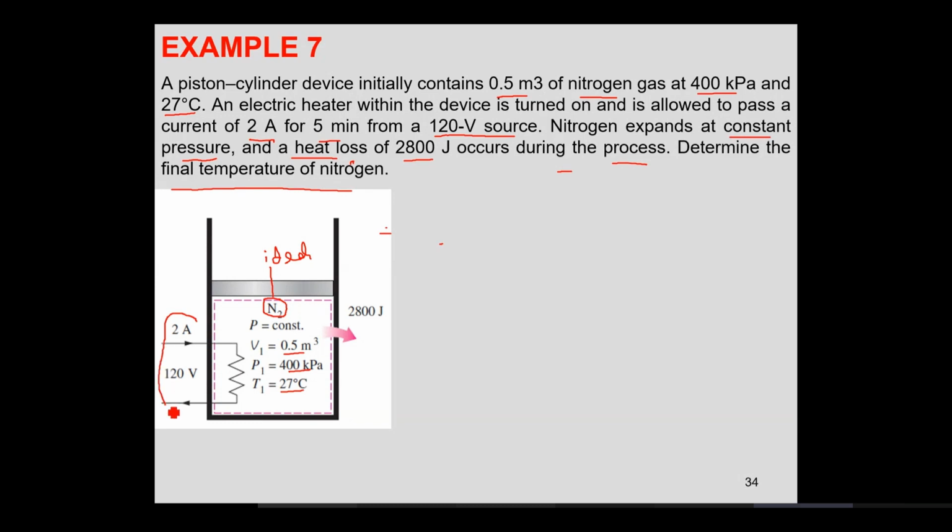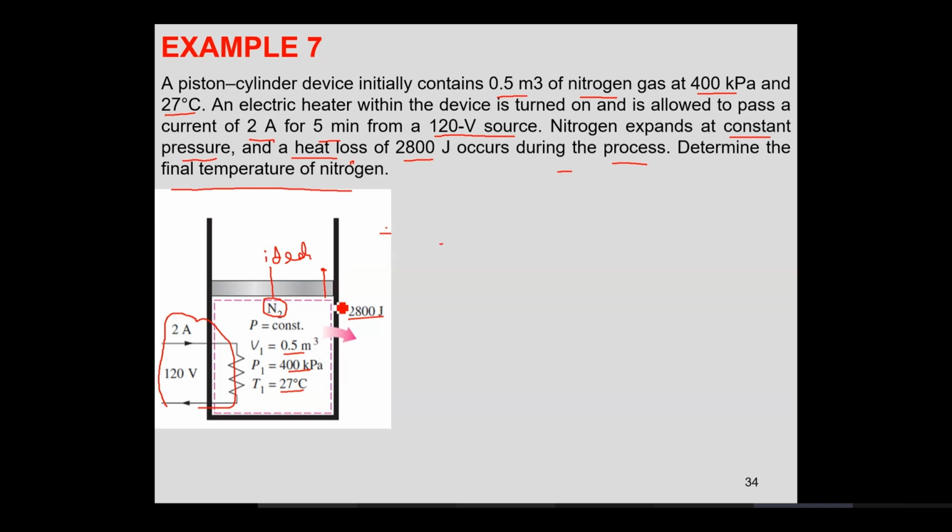Electrical work is being done on the system due to resistive heating, there is some boundary work associated with the movement of this movable boundary or piston, and at the same time there is some heat which is being lost to the surroundings from the system. This is the information given to you. You have to determine the temperature at the final state of your system as a result of this heat loss, the electrical work in, and the boundary work.